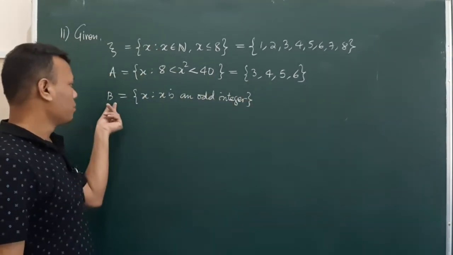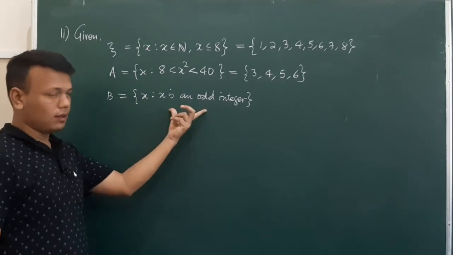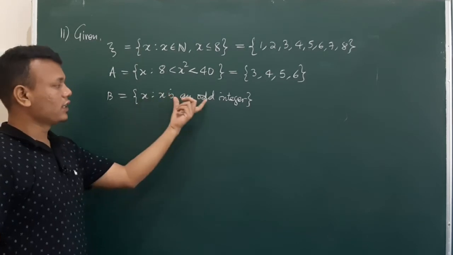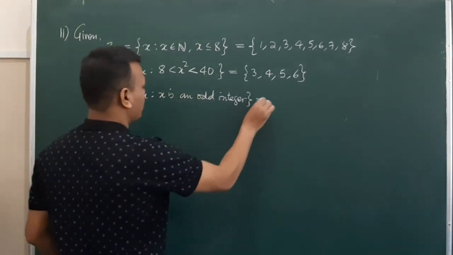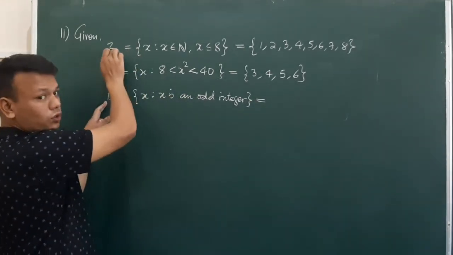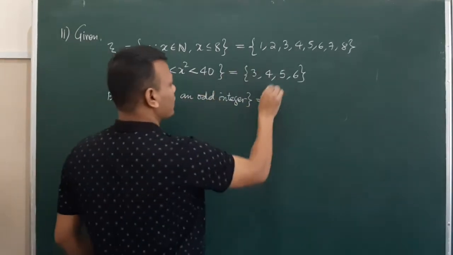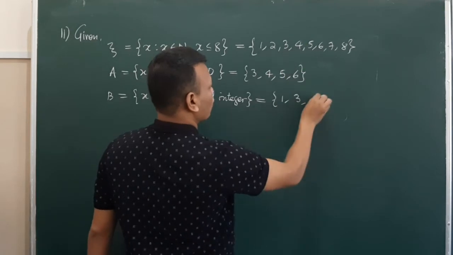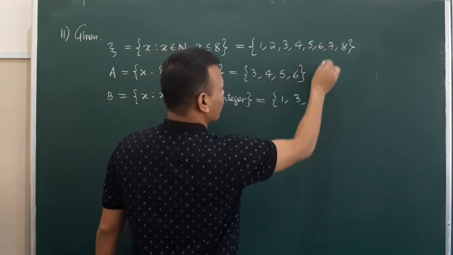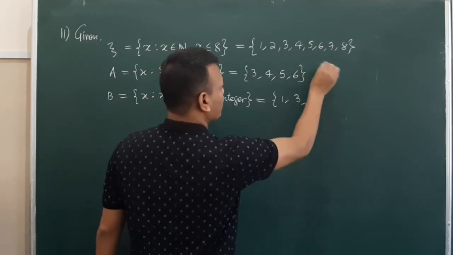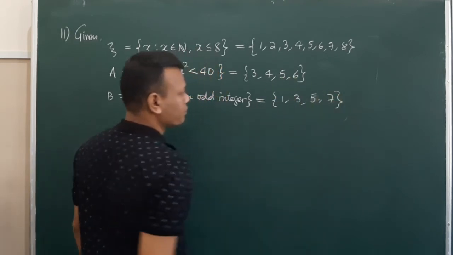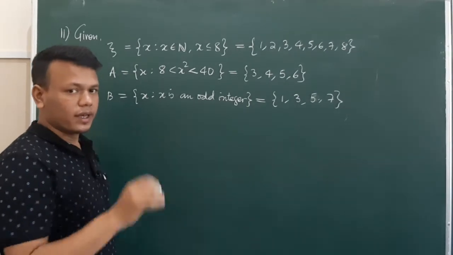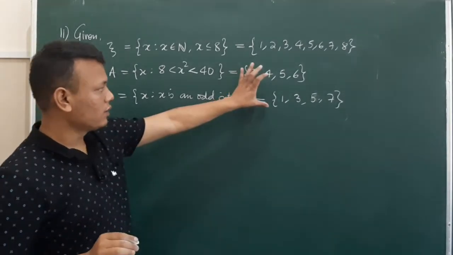Next, B is a set. Now what is B actually? B is a set with element x such that x is an odd integer. Since B is a subset of the universal set, what are the odd integers out here? The odd integers are 1, 3, 5 and 7. Now in order to draw the Venn diagram, let's see whether there is anything common.